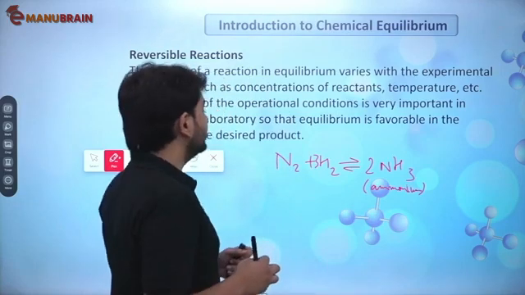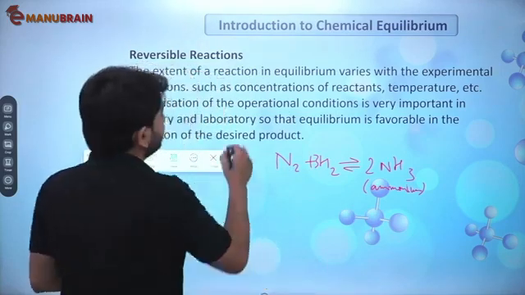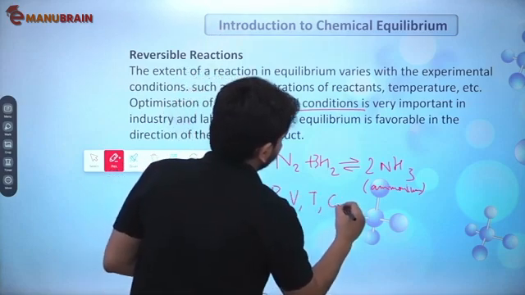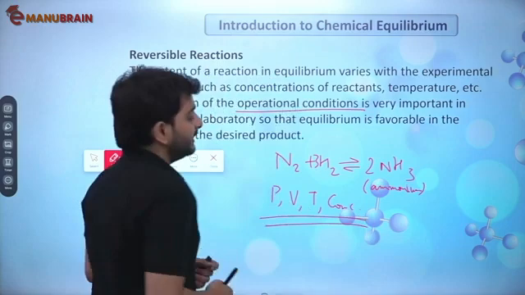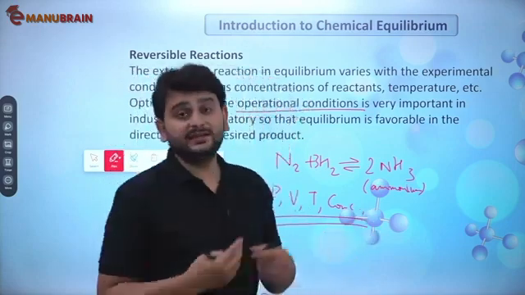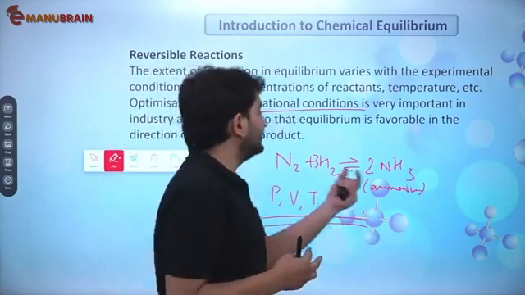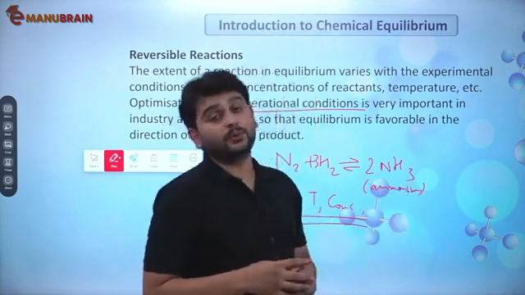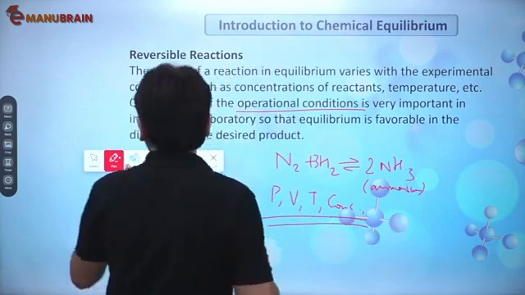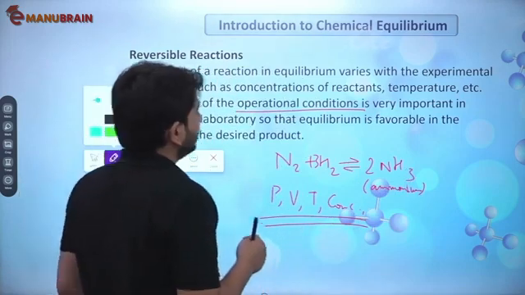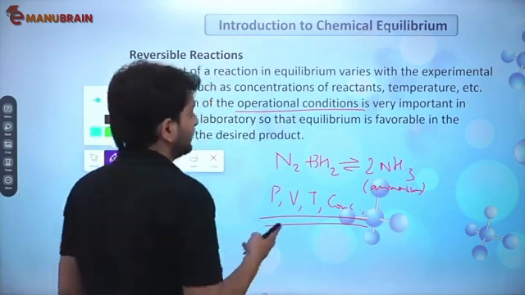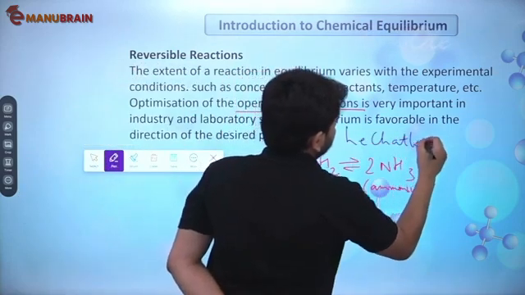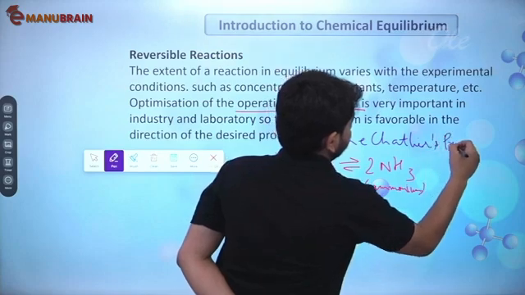But what we can do over here is vary the operational conditions. For example, the pressure, the volume, the temperature, the concentration, the moles. All these can be varied, and in fact the solvent also. So all these can be varied and our desired product can be obtained. The reaction can be pushed in the forward direction. This we'll discuss in this chapter, perhaps in 2 to 3 lectures, where we talk about Le Chatelier's principle.